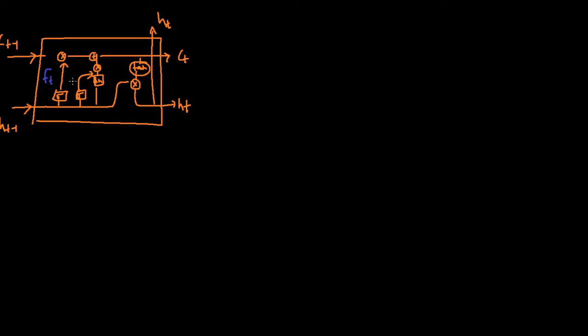This is your FT, this is your IT, this is your OT, and this is your CT dash. Okay, so I have introduced a few more things, which are FT, IT, CT dash, and OT. Apart from that, we all know about CT and HT, right? So, six different vectors. Let's try to talk about them.